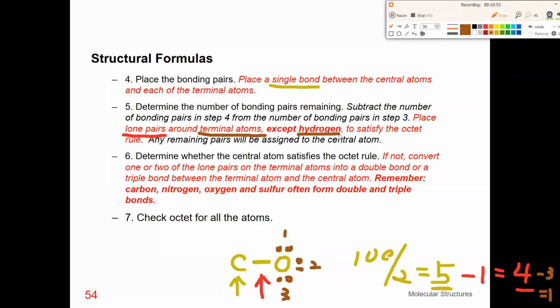Hydrogen, remember, can only have 1 pair, so you don't need to put a lone pair around a terminal hydrogen. The purpose of this step is to satisfy the octet rule. In this case, oxygen already has a pair shared, so that's 2 electrons, and you need to put 3 lone pairs there. Now if you count for this oxygen, it has 8 electrons. So the purpose of step 5 is to satisfy the octet rule.